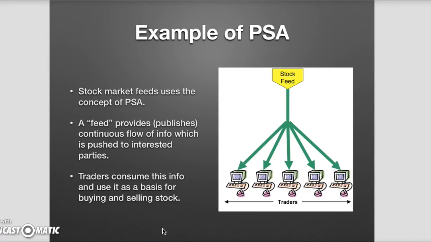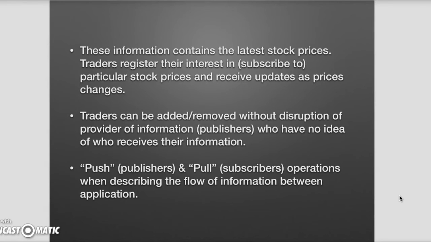One of the examples that can be found is the stock market, where the publisher sends out the feed, which is the stock prices, continuously to a broker, and then traders use this information as a basis to buy or sell stock. So the traders only listen to and receive messages of the feed based on what they want to know. This information contains the latest stock prices, and the traders register their interest to subscribe to what they want to know and receive the updates.